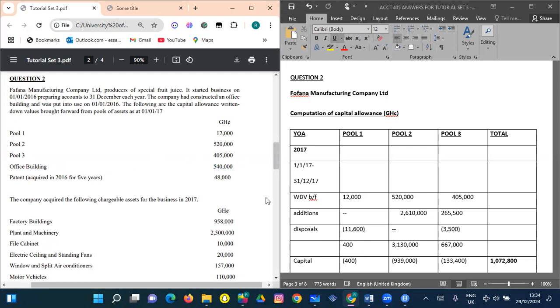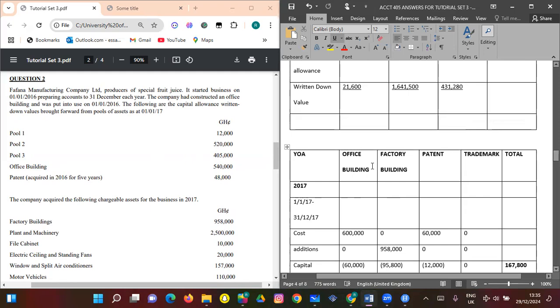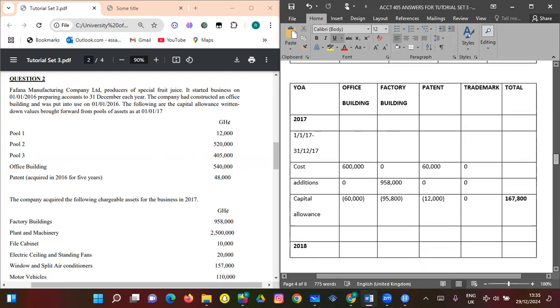So office building will be kept in a different distance, and if there is any other asset that was purchased in pool four, it will also be treated slightly differently. So that's what I did. Pool one, pool two, pool three are in a different table. Then office building, factory building, patents and trademark are also in a different table.